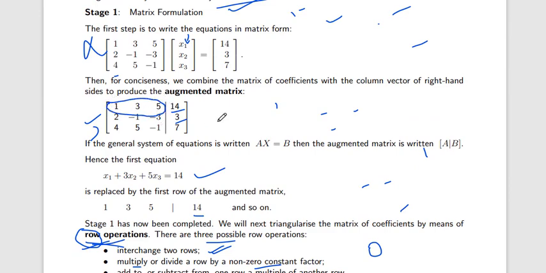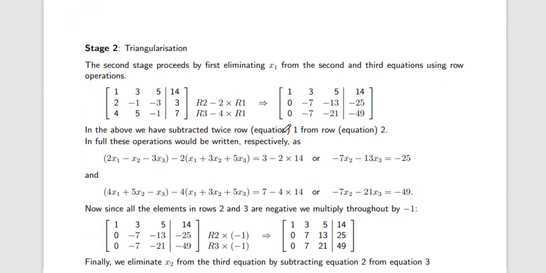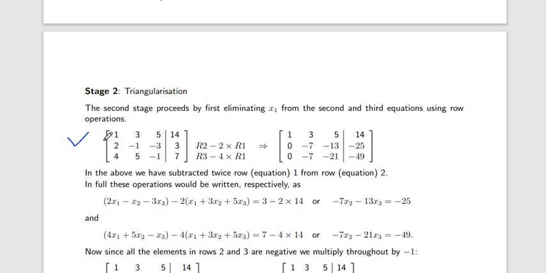We multiply the first row by 2 and then subtract it from the second row. So this is add or subtract from one row a multiple of another row. So these are the three types of row operation. Let's talk about an example now, so we will get a better idea how the Gaussian elimination method works.